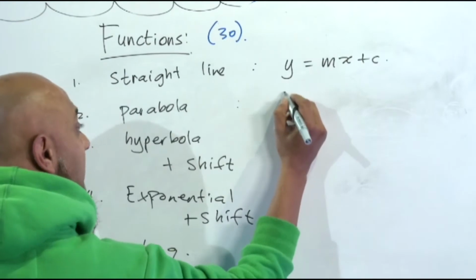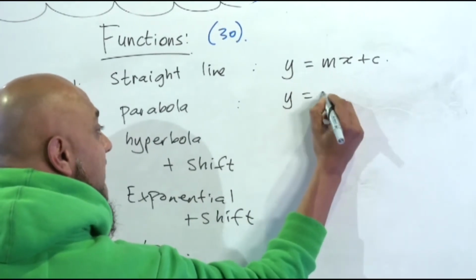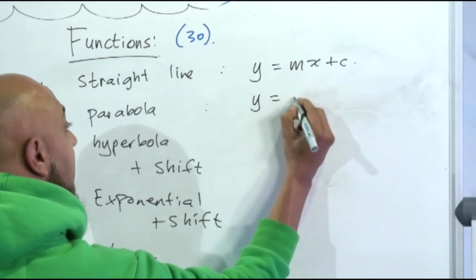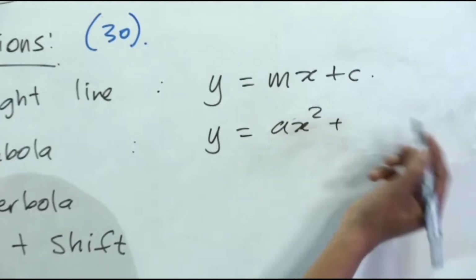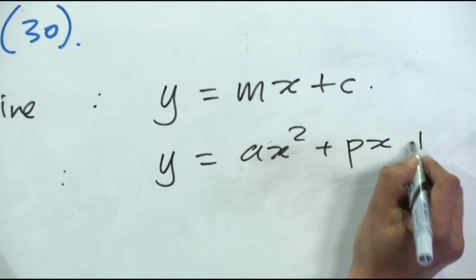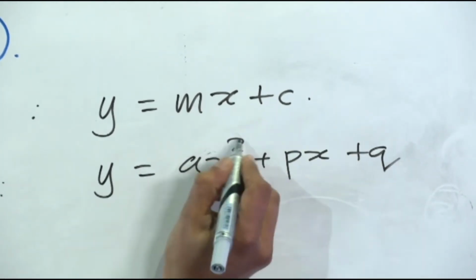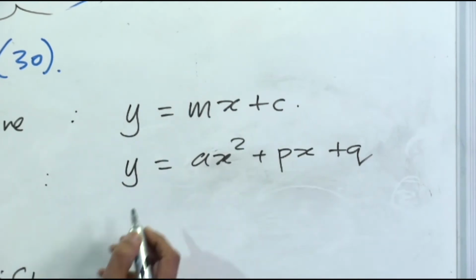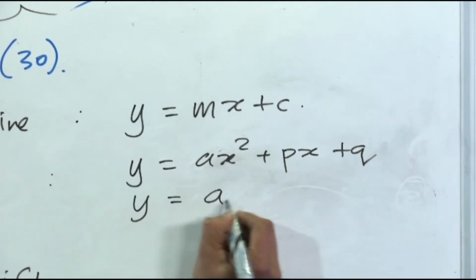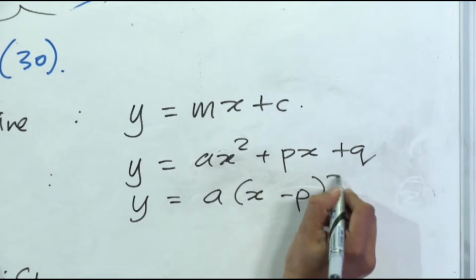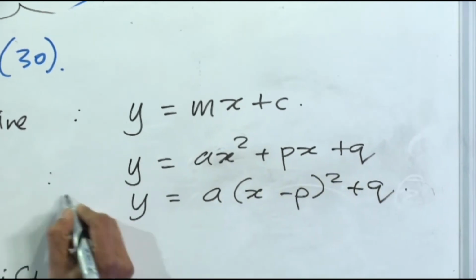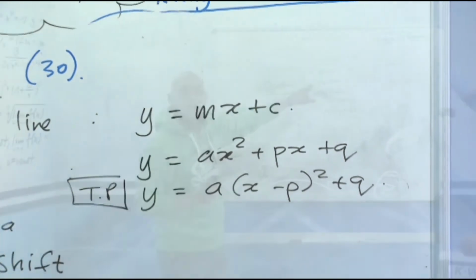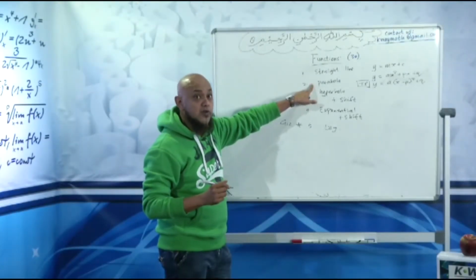The parabola, there are two types. The one being a trinomial expression, ax squared plus bx plus c, or px squared plus px plus q. That's a trinomial expression. Whenever you see squared, that's a parabola. When the power is 1, that's a straight line. Or y equals a into x minus p all squared plus q. We all know that is the turning point formula. The turning point formula for the parabola, grade 11s and 12s, you ought to know this by now.